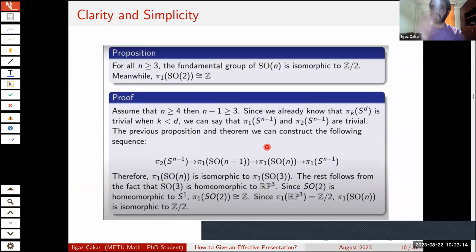And a final mixed example, it's both a good example and a bad example. The proposition itself is pretty good. It's pretty simplified. Okay, but the proof, no. If you are going to give a proof, don't do it like this. Do not just copy paste from your book. Don't write "assume that, since you already know, trivial, previous proposition, you construct the following, therefore the rest follows from." No, these can all be delivered by speech. Okay, you can of course write the mathematical terms here and write this sequence on the board, but you don't have to write any other text. Okay, be careful about it, please.